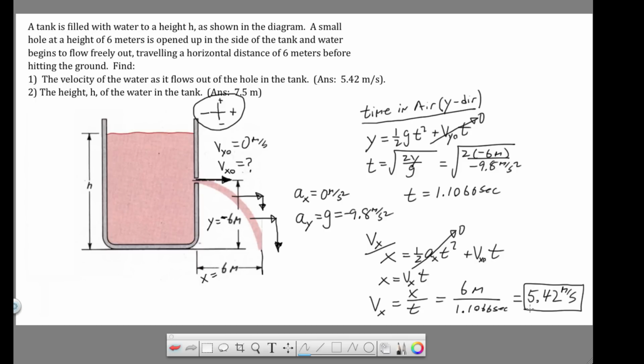Okay, now the second question is Bernoulli's law, and we're going to use the answer from the first question. So I'm going to clean this up here a little bit. Clean this all up.